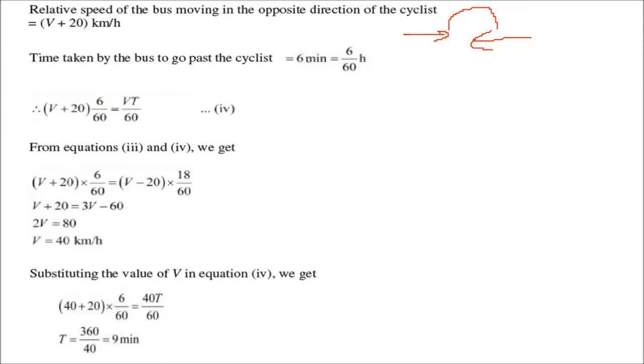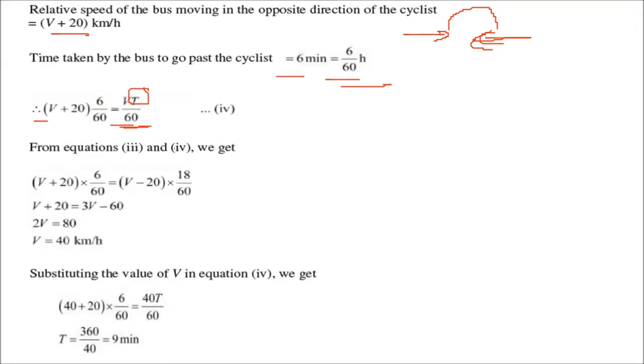The time taken means every 6 minutes he sees a bus. 6 minutes will be 6 by 60 hour. And what will be the scenario? The time it was Vt by 60, because every t minutes also this is coming. So this will be Vt by 60 again, but here V plus 20 into 6 by 60 will be equal to Vt by 60, as we did in the previous which was on the same direction of the cyclist.